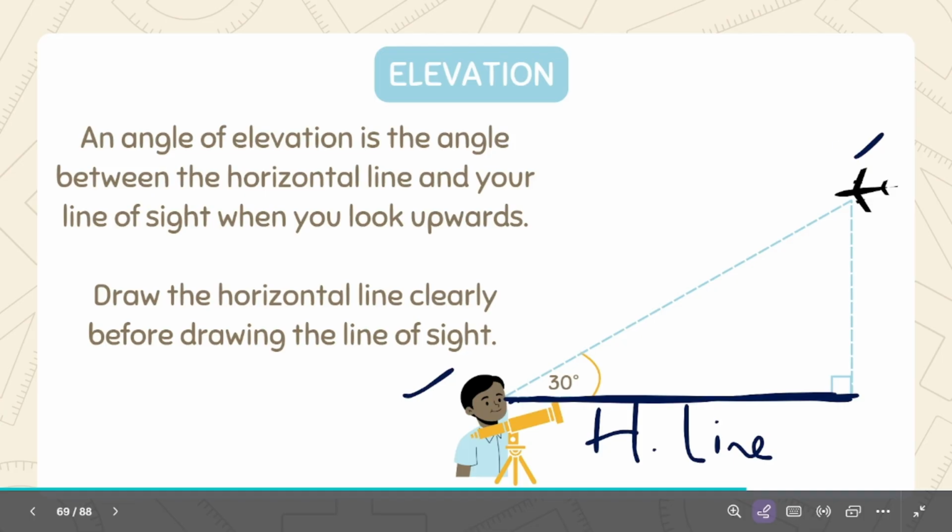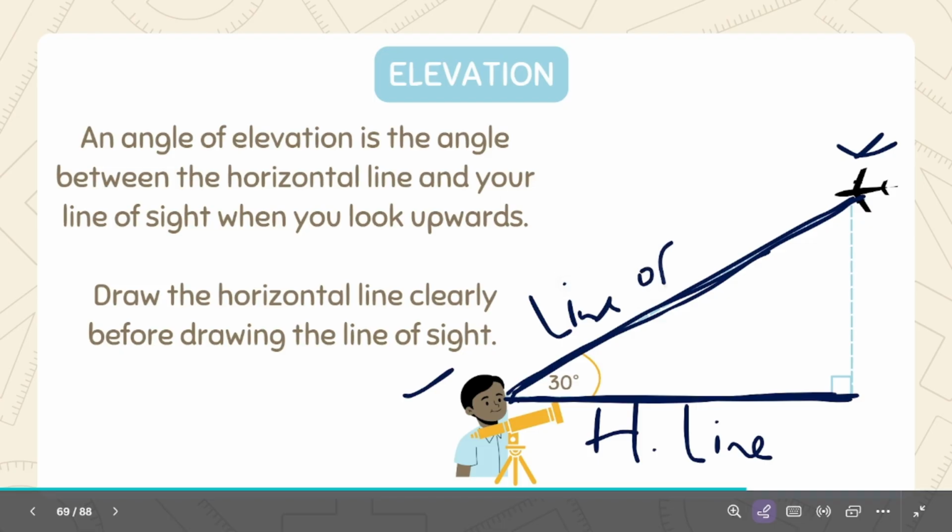But when you want to look at this aircraft, it means the boy has to raise his head above. So from his eye level down to the aircraft will result to this line, which we call line of sight. Then between the line of sight and this horizontal line, which is the boy looking straight, an angle is formed right here. And this is the angle we call the angle of elevation.